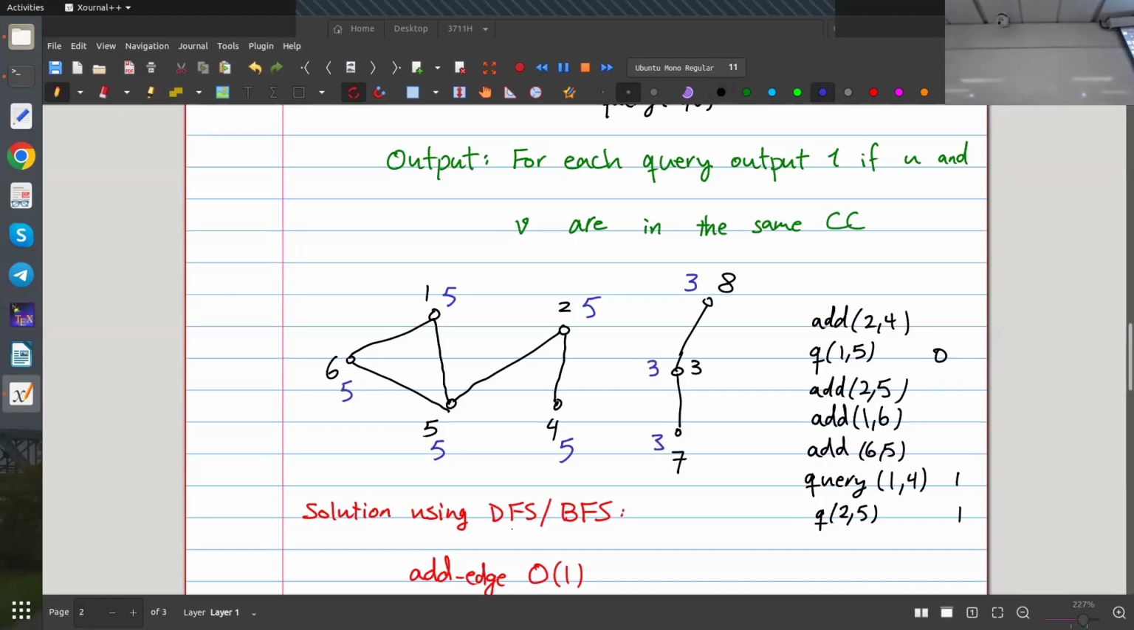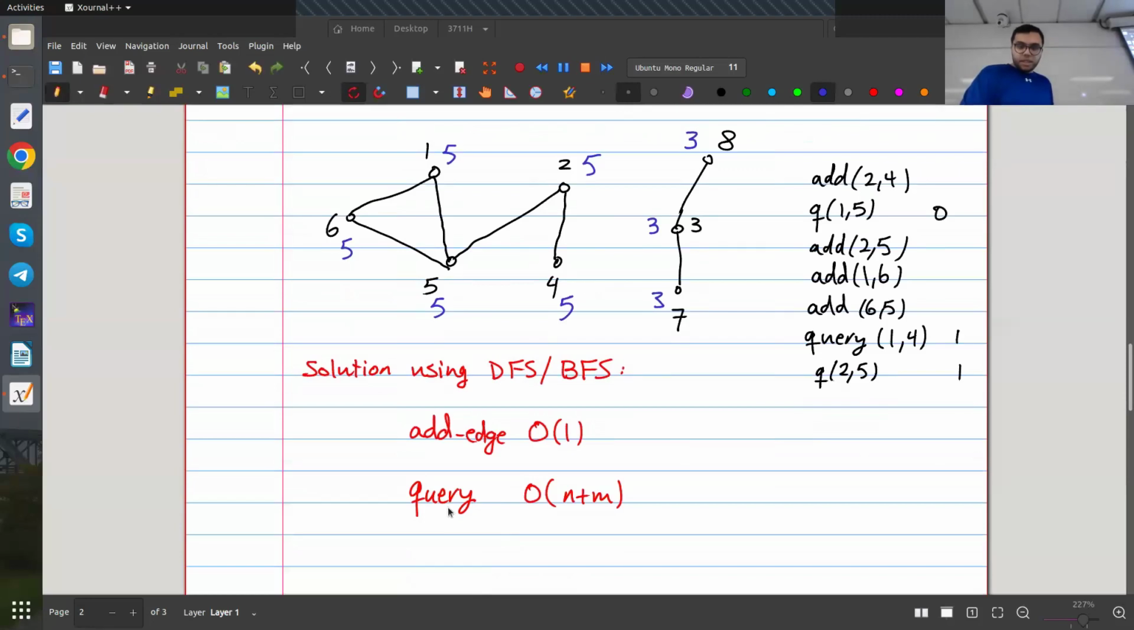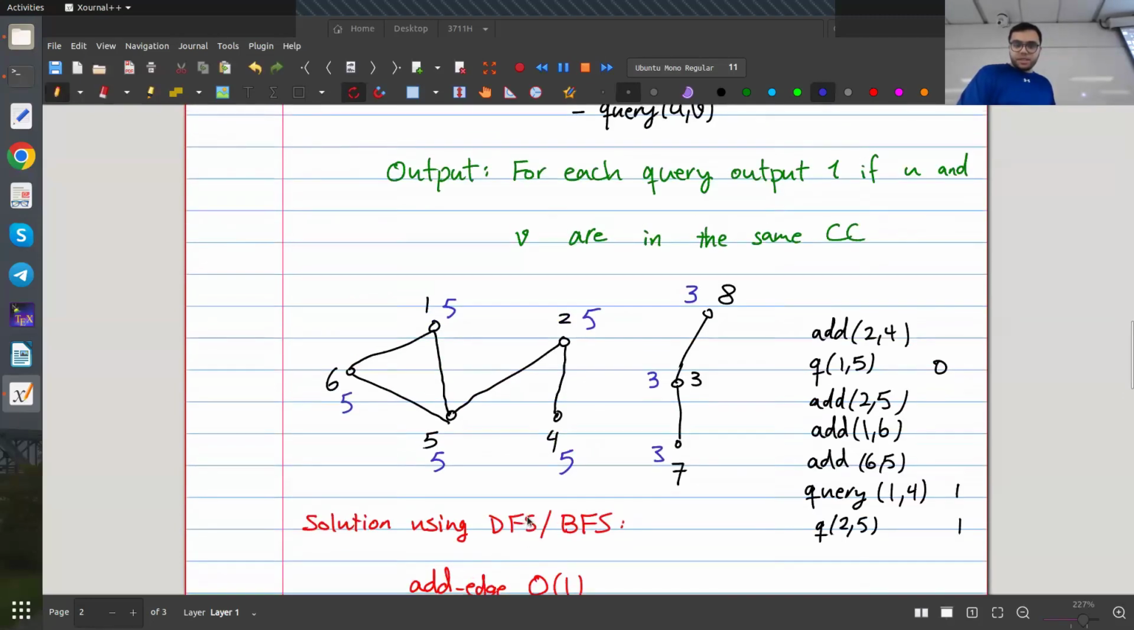So if I have this kind of thing, whenever someone asks me a query, whenever someone asks me, are these two vertices in the same set or in the same connected component or not? That's basically asking, do they have the same representative? So I can answer the queries in constant time. I can just check, do they have the same representative? If yes, return true. If no, return false.